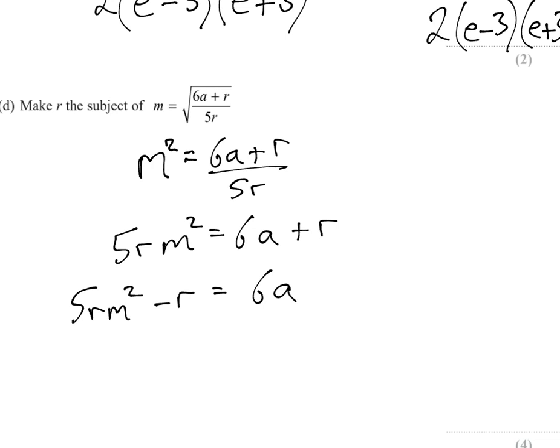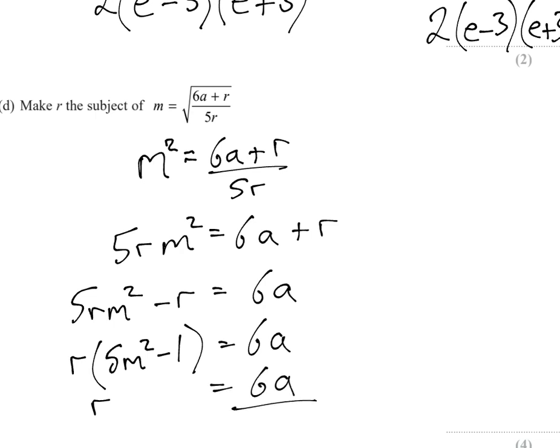And then I've got 5r and r, so I'm going to have to take r out as a factor, and I get r times (5m squared minus 1) equals 6a. Get r on its own, divide by that, I get 6a over 5m squared minus 1. There you go.